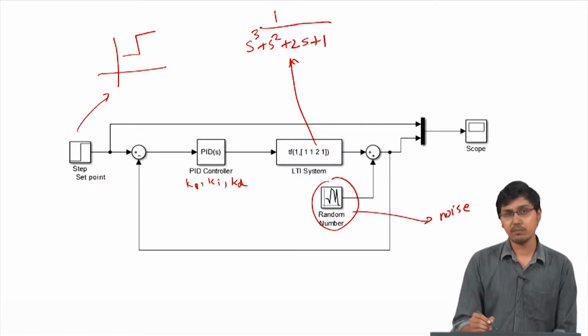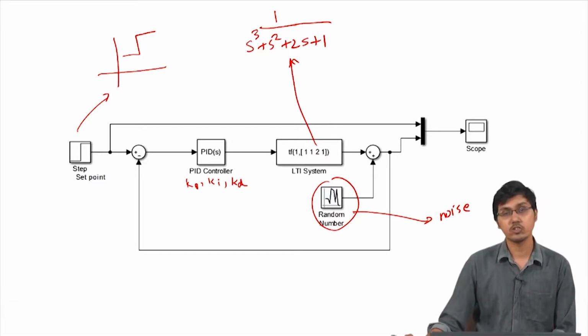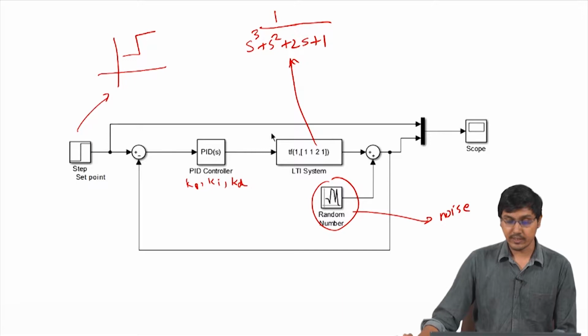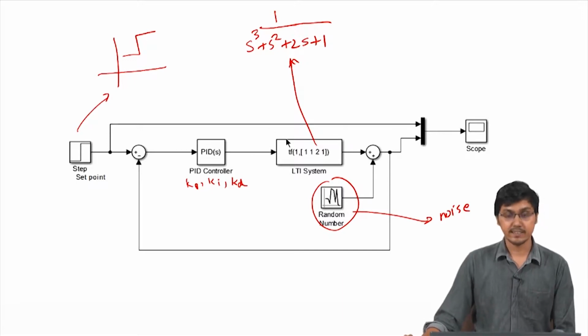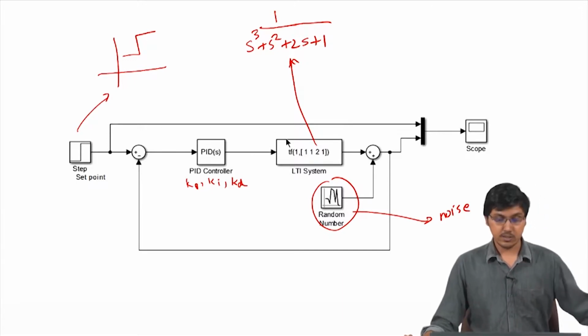Any measurement has some noise, so we are trying to induce the effect of noise into the output and then see how this controller behaves as well. That is what we are going to do towards the end. With that, we will start simulating and seeing the responses.